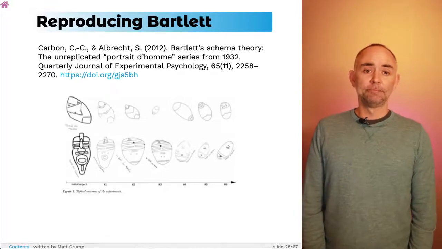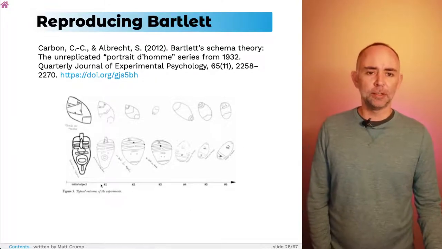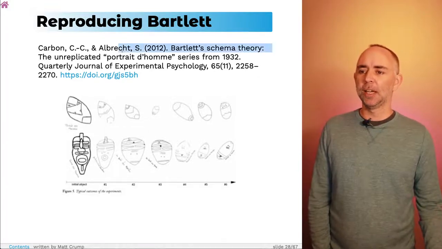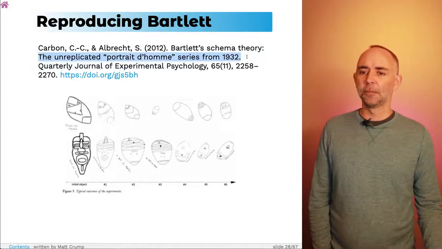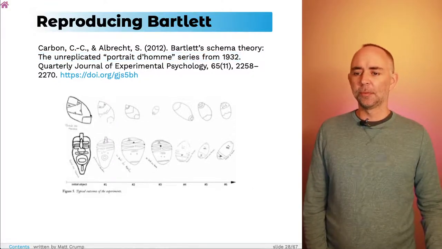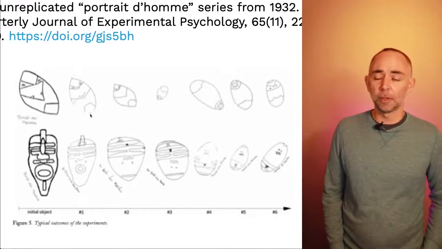I should note that in 2012, two authors tried to replicate this study, and they call it the unreplicated series from 1932. Here's an example of why it was unreplicated. Part of it was unreplicated and part of it wasn't.